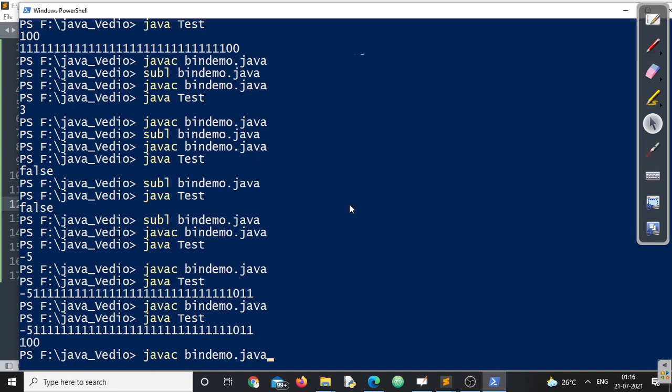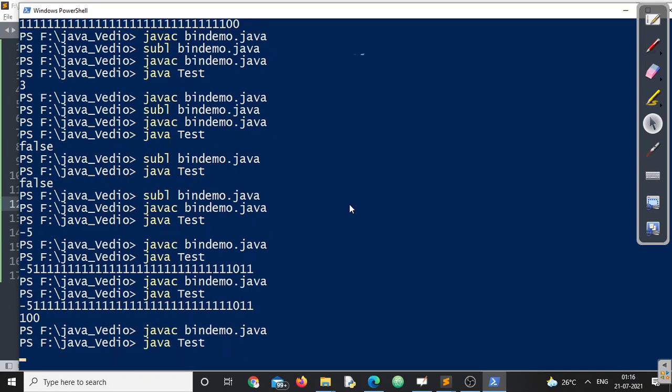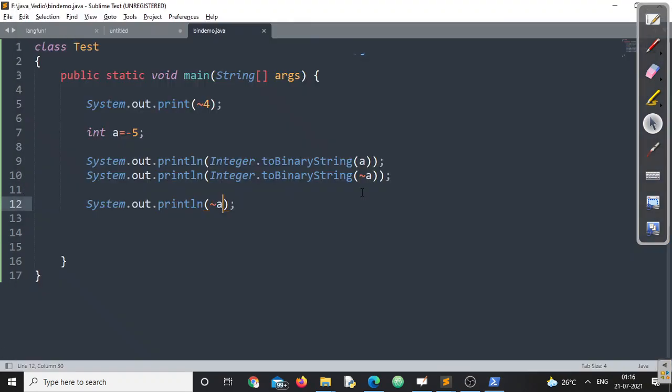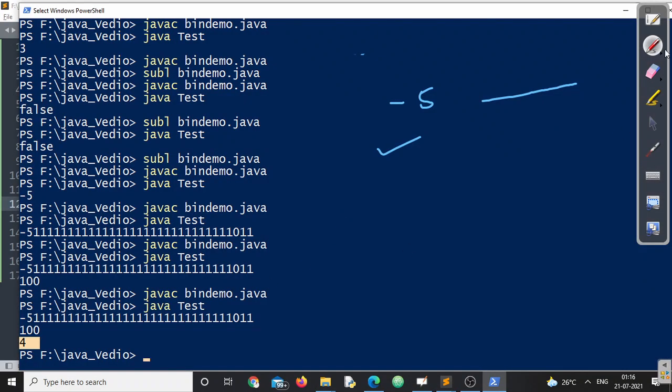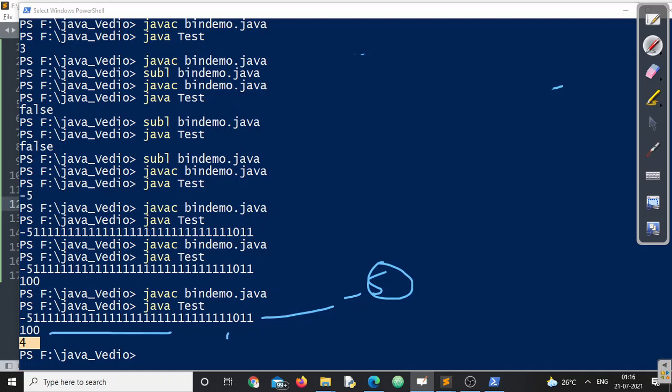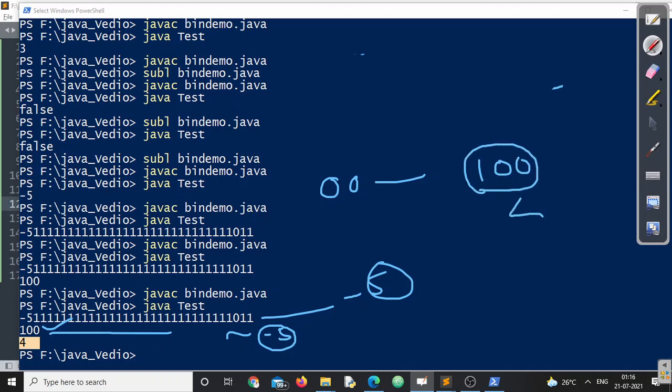Let's see what will happen. See, the value is 4. Just look here. The first one says how minus 5 is represented in memory. The second one says how one's complement of minus 5 is stored in memory. If you can recall, all the remaining bits are zeros except the last 3 digits, which are 100. So if you convert this one, it will come to 4 only.